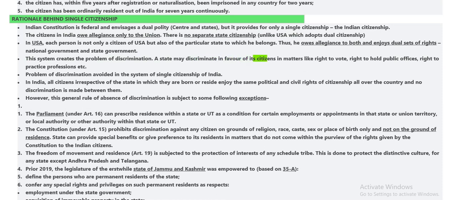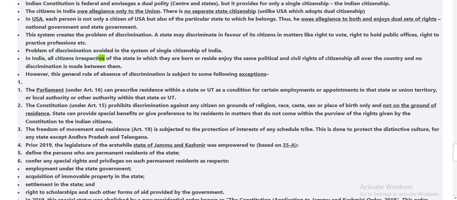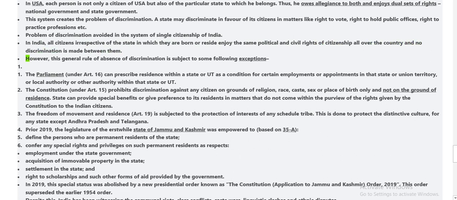This system creates the problem of discrimination. A state may discriminate in favor of its citizens in matters like right to vote, right to hold public offices, right to practice professions, etc. The problem of discrimination is avoided in the system of single citizenship of India. In India, all citizens irrespective of the state in which they are born or reside enjoy the same political and civil rights of citizenship all over the country and no discrimination is made between them.